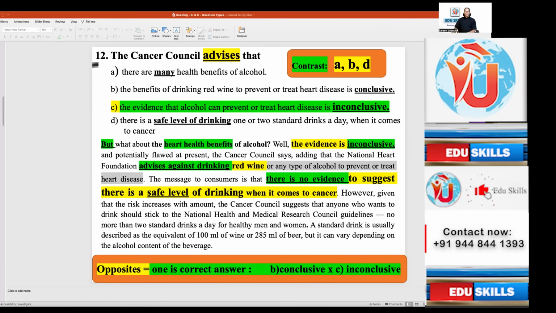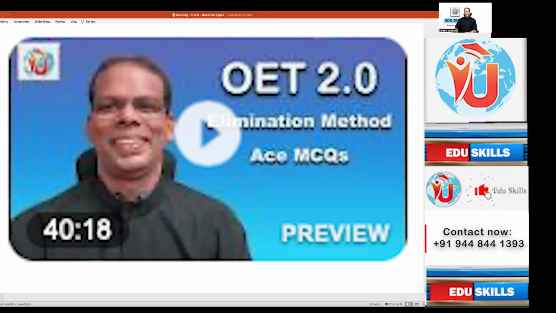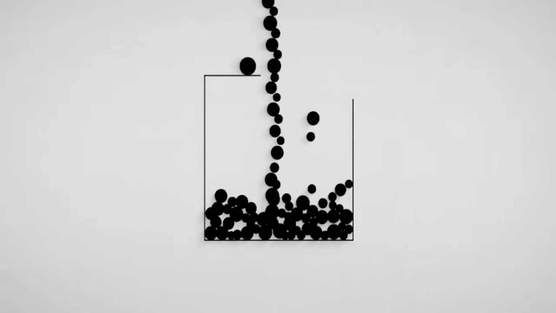That is just to tell you, there are other strategies which you can apply, but we are just focusing on certain types of questions. That doesn't mean you have to focus only on elimination or only on topic sentence or only on opposites. Although, but then you can even cross check with other criteria.